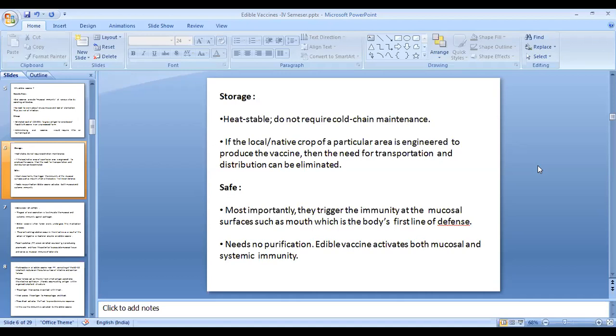And the next advantage of this edible vaccine is safety. The use of edible vaccines is safe. Most importantly, they trigger immunity at the mucosal surfaces such as the mouth, which is the body's first line of defense. And next, they require no purification. So edible vaccine activates both mucosal and systemic immunity. So these are all the various advantages of this edible vaccine.